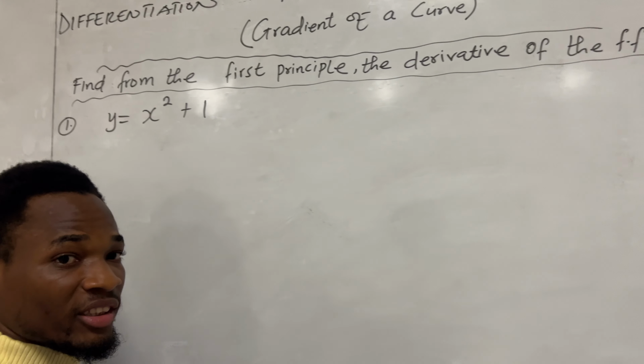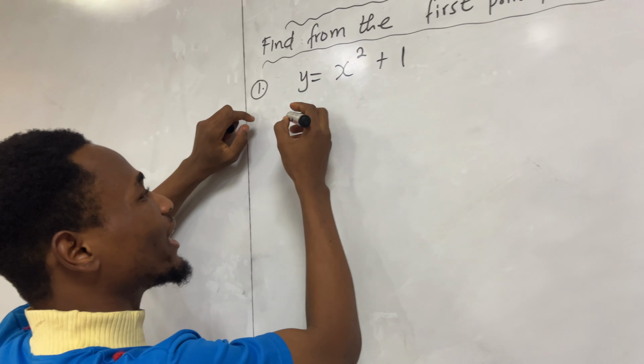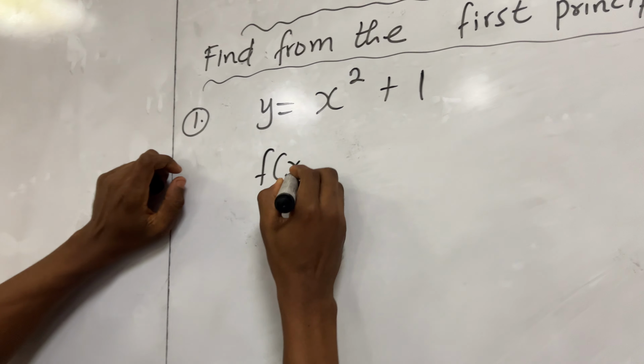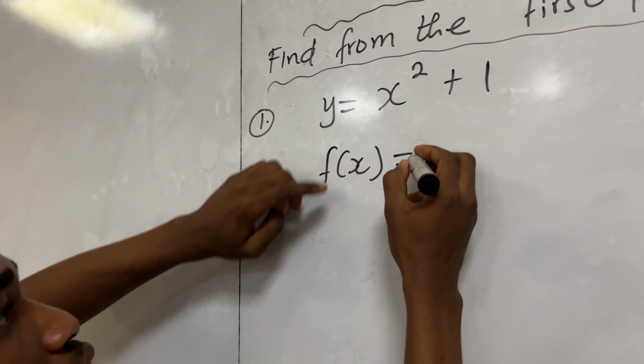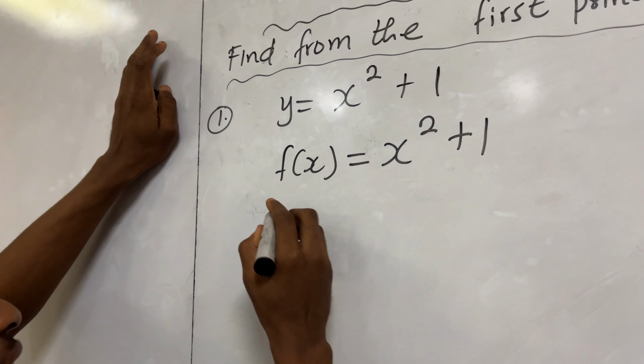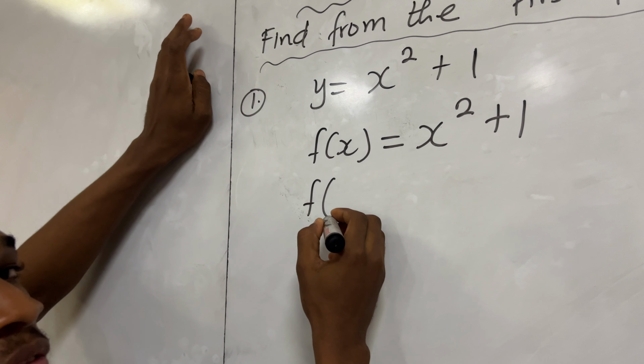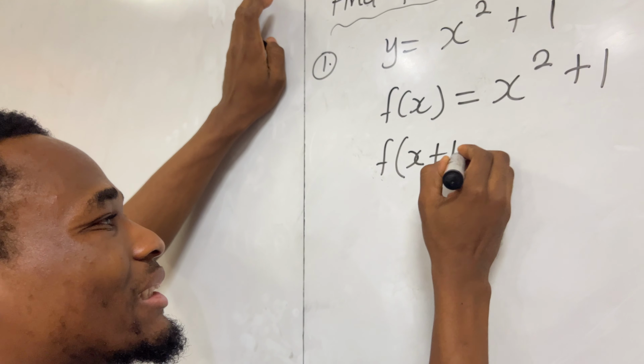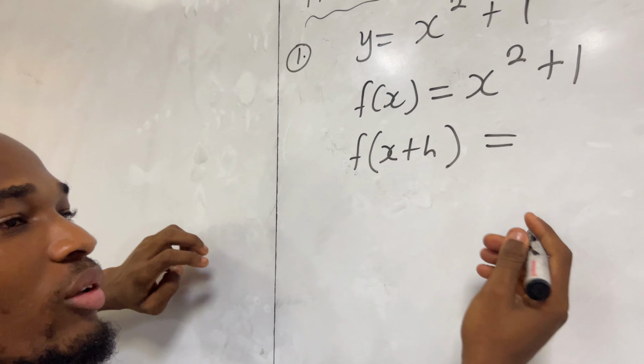We're given the function here, y. So y is the same as f of x. So my f of x equals what? x squared plus 1. Then I'll have to find my second function, which is what? f of x plus h equals. Now, look at something.